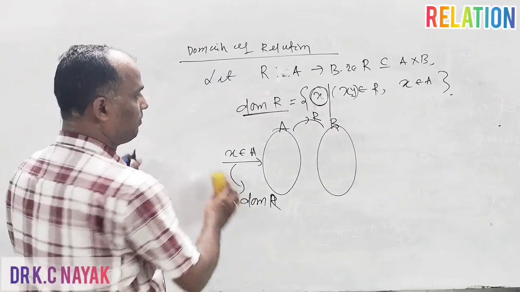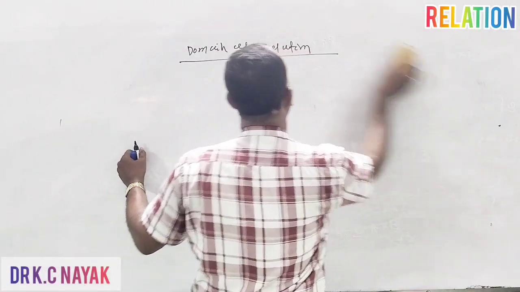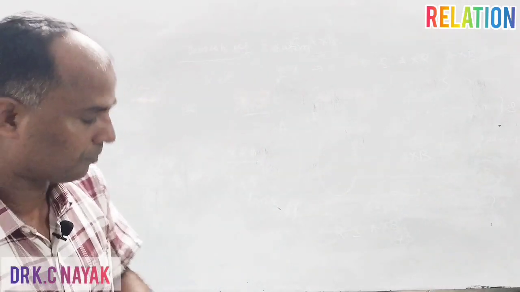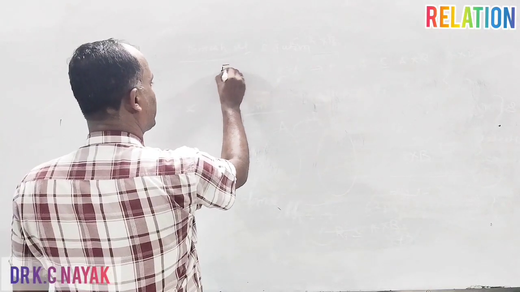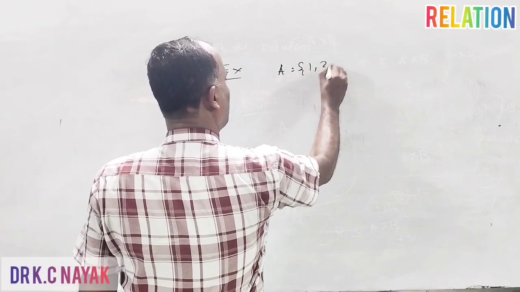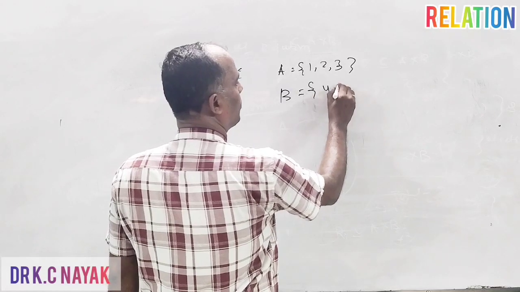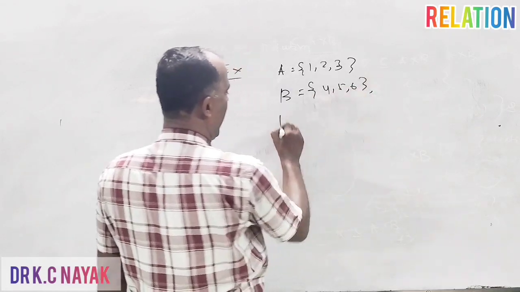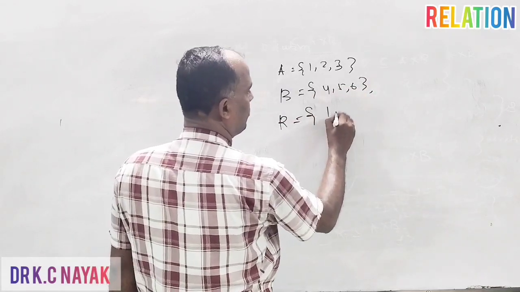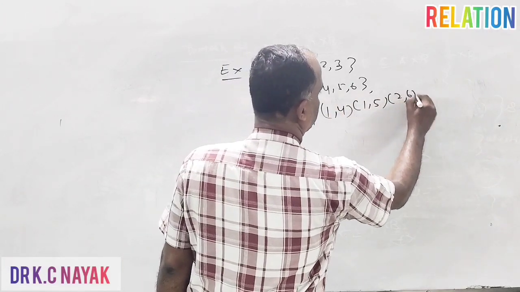Just an example. Suppose A is a set {1, 2, 3}. B is another set {4, 5, 6}. R is a set containing ordered pairs (1, 4), (1, 5) and (2, 6).